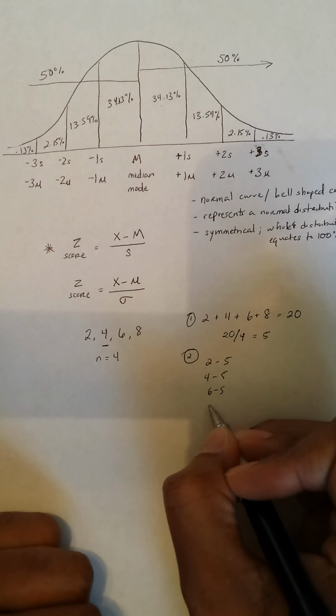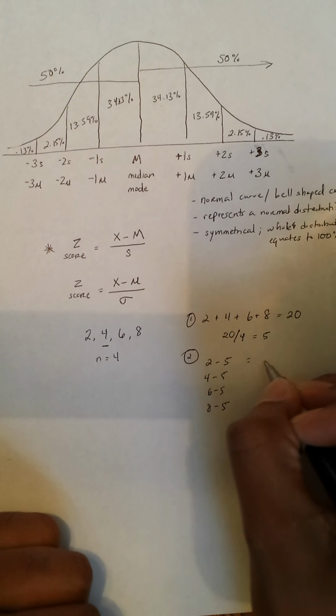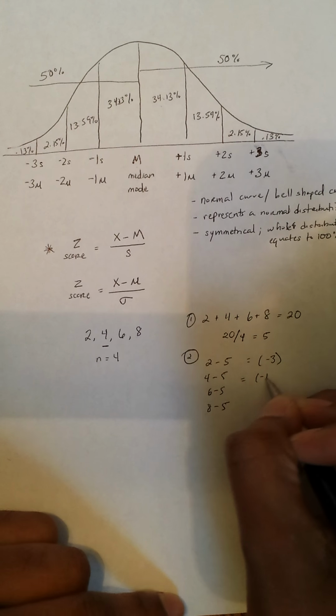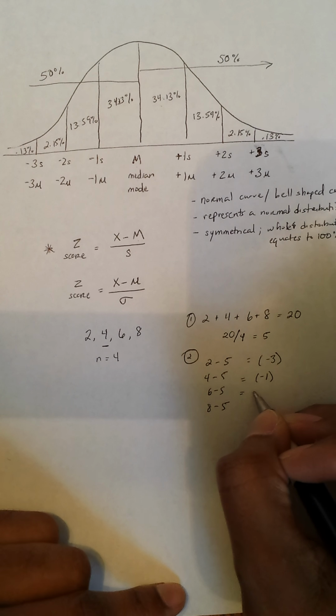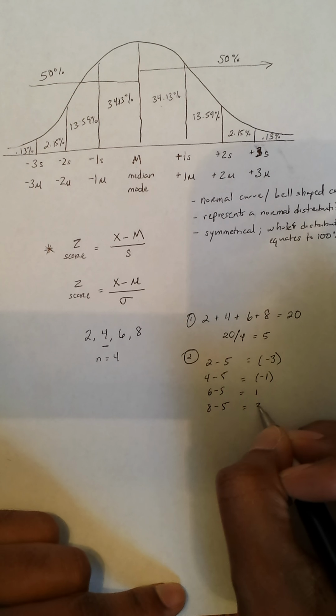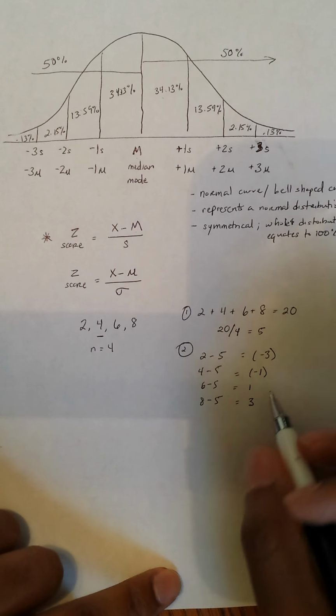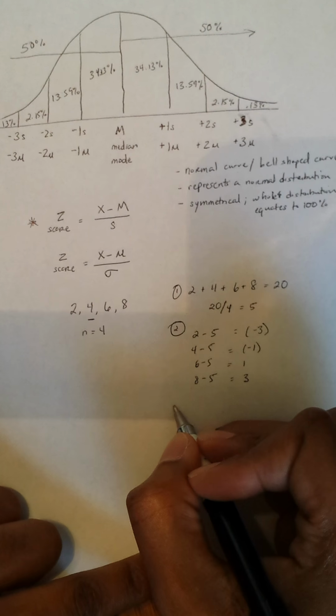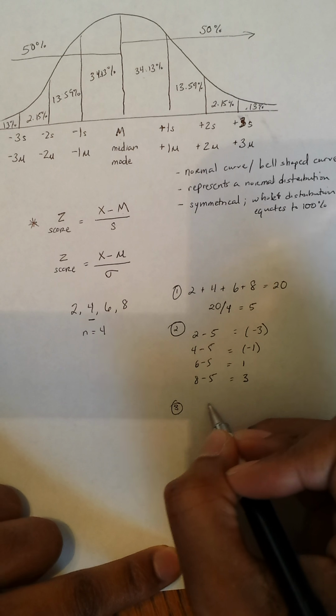X minus 5, 8 minus 5. So we have negative 3, negative 1, 1, and 3. Okay, so if we added all these up, we get 0, right? So it's important for us to square all of those. So we go to square it.